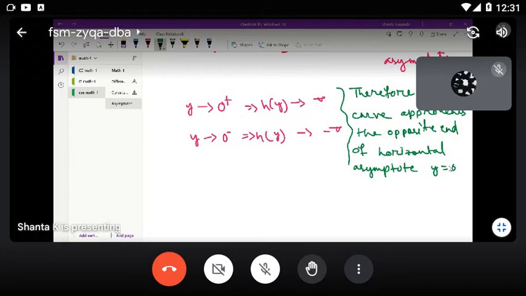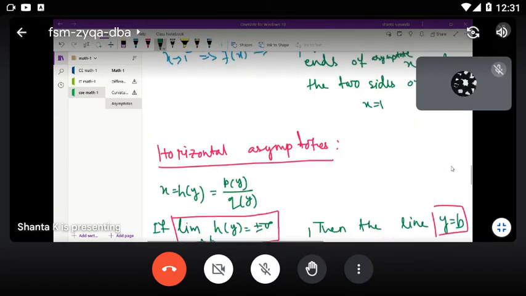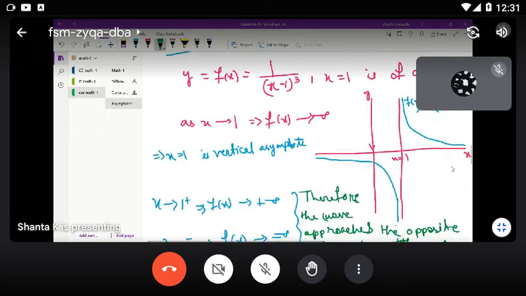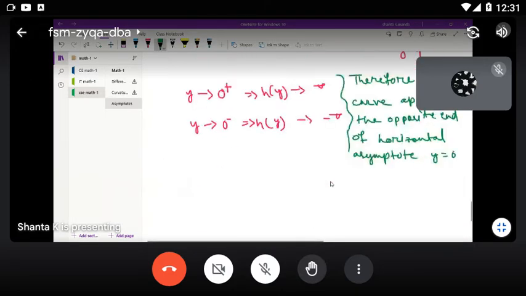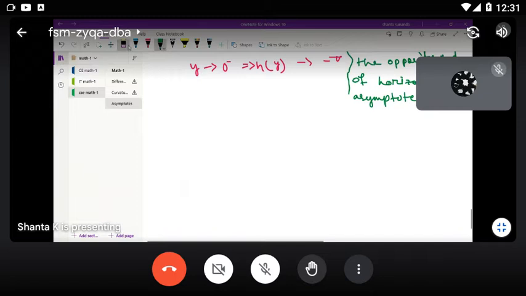Now we will come to one more, the even order. This is for the odd order. Whenever it is odd order, the curve will approach opposite ends of the straight line, the asymptote, from both sides of the asymptote. Now if you have even order, what happens? That means the asymptote is of even order.